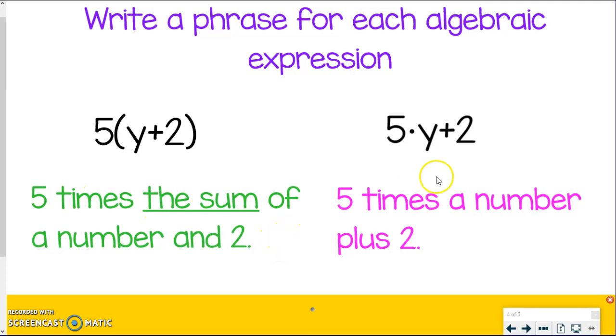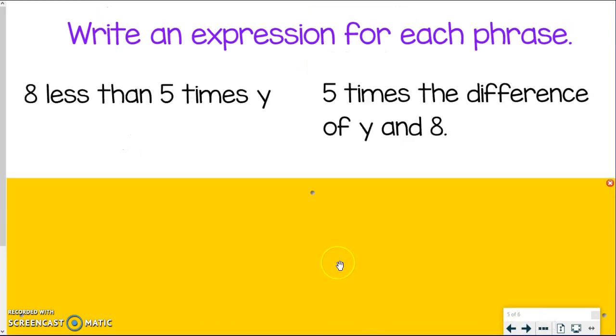Okay, versus this one, I said 5 times a number because I'm just taking 5 times y. You could have said 5 times y, whatever, but you didn't need to say the sum there, but then you can say plus 2, okay, or 2 more or something like that, okay? If you need to go back and rewind, feel free. Moving on to one more example here.